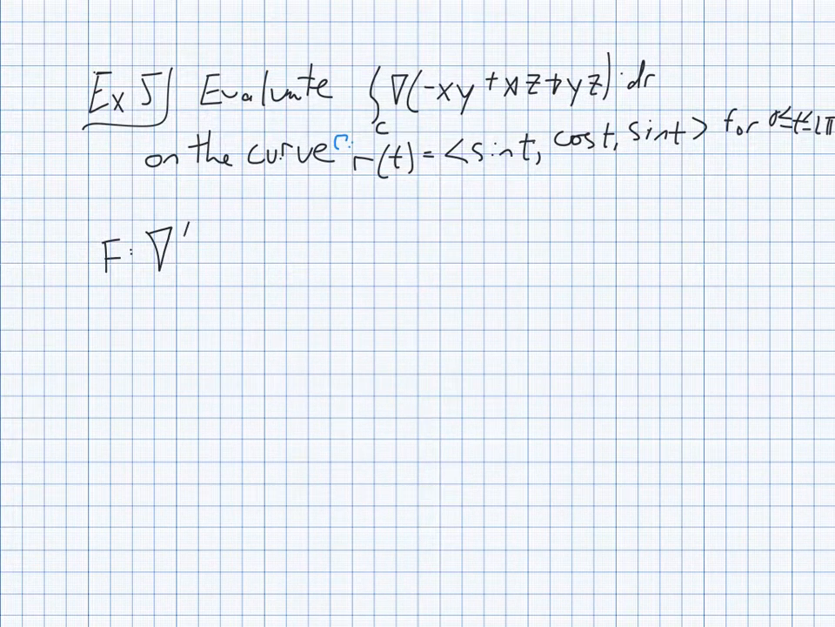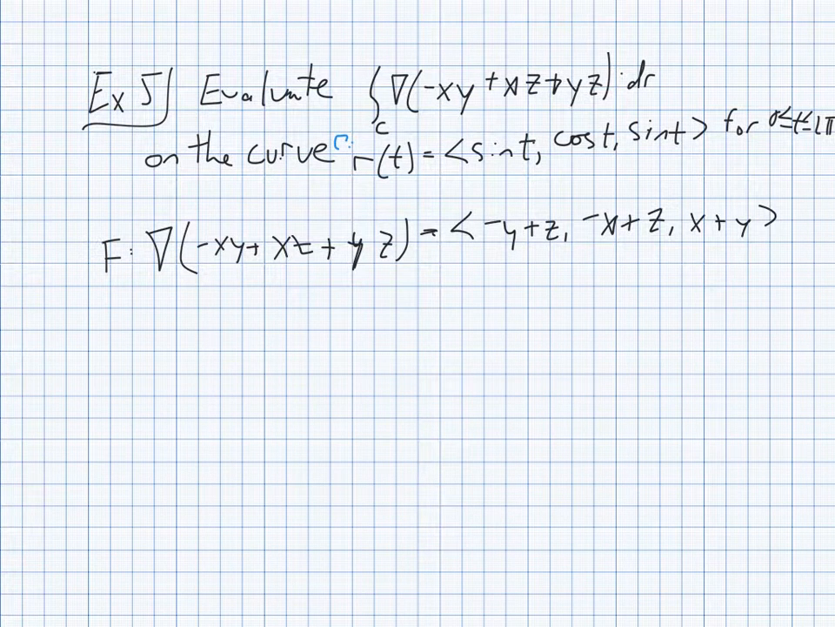what's inside of that integral, negative xy plus xz plus yz, and that gradient gives us, if you take the partial derivative with respect to x first, you get negative y plus z, and then the partial derivative with respect to y, you get negative x plus z, and then the partial derivative with respect to z, you get x plus y. Okay, then the next step, we've got our gradient of f now.